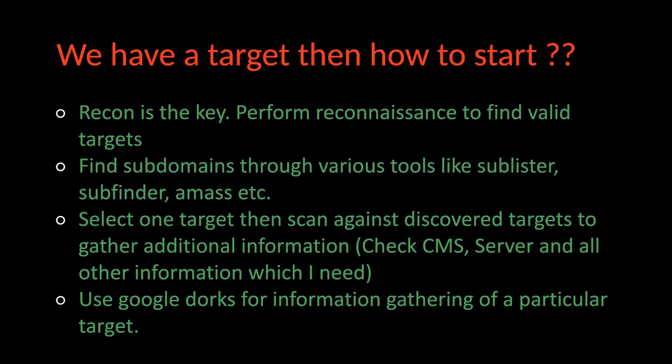So first we have to find the target, then find the maximum subdomains within the scope. We can use tools like Sublist3r, Subfinder, Amass, and many other tools. You can use whichever you are comfortable with. For my personal experience, my preference is Sublist3r. I love to use that. Then once you have the subdomains, select one as a target. Then we have to start scanning with tools like Dirsearch and Nmap, and many other tools. We have to get maximum information using Google Dorks and all those things.